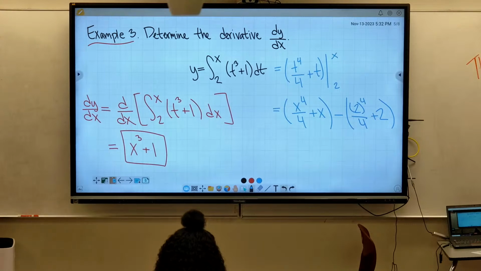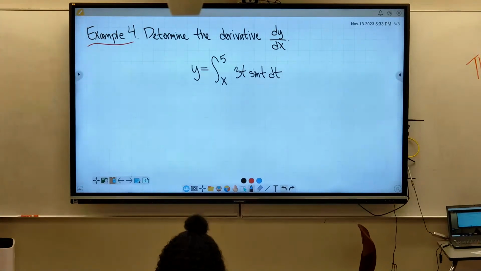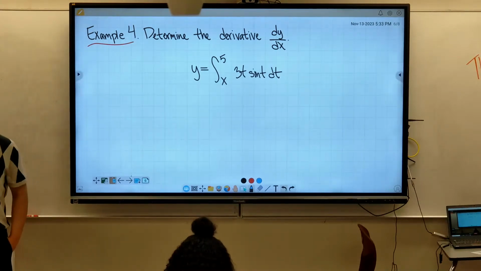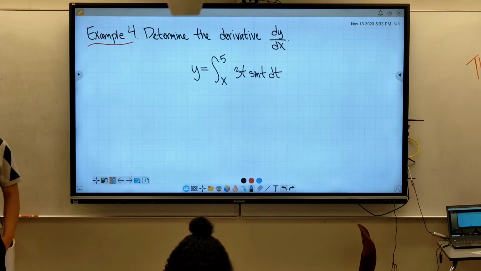Let's go ahead and do example 4 now. Again, let's get the derivative. I have y equal to the integral from x to 5 of 3t sine of t dt. Am I allowed to instantly use the fundamental theorem of calculus part 2 here? No. Why not? What's wrong with this integral? Remember, earlier when I showed you the fundamental theorem, it had an integral with a number as my lower bound and x as my upper bound.